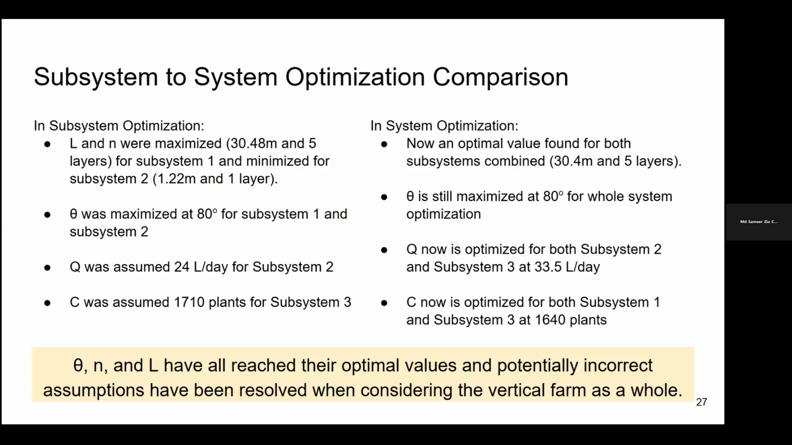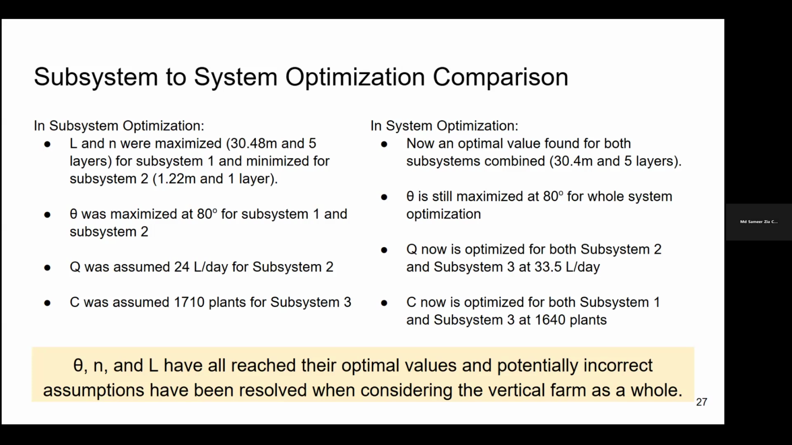In subsystem optimization, we observed that L and N were maximized to 30.48 meters and 5 layers for subsystem 1, but they were minimized for subsystem 2 to 1.22 meters and 1 layer. Theta was maximized at 80 degrees for both subsystems 1 and 2. Q was assumed to be 24 liters a day for subsystem 2, and C was assumed to be 1,710 plants for subsystem 3.